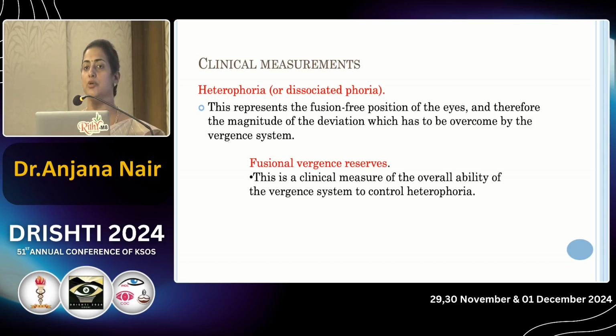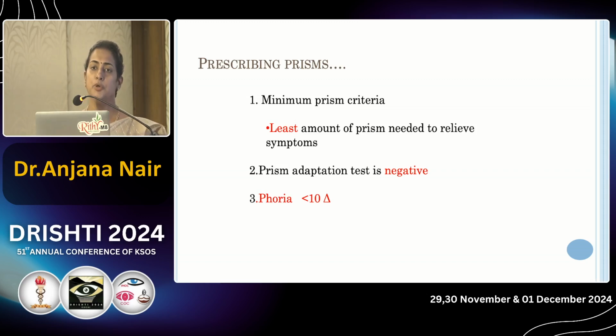One is the magnitude of heterophoria, or the amount of deviation, and you should look for the fusional vergence reserve of the patient. Fusional vergence reserve gives you an idea of the ability of your vergence mechanism to adapt to this misalignment. So after making the assessment, the least prism which is required to relieve the patient's symptoms can be prescribed. You should perform a prism adaptation test prior to prescription, and a phoria greater than 10 prism has to be referred to a surgeon.